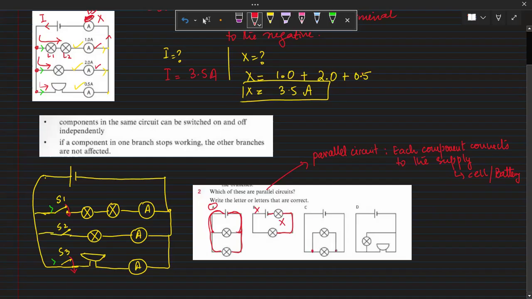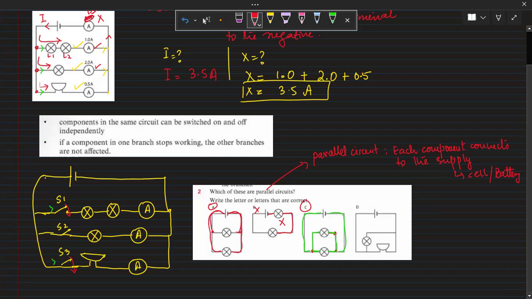They are also connected in parallel. Why? If I say this is the wire of the component, right? This is the wire of the component. This one is the wire of the component, and this is another wire of the component. So what we have done, we have connected these two wires and they both are directly connected to the cell. Again, this is going to be your parallel circuit.